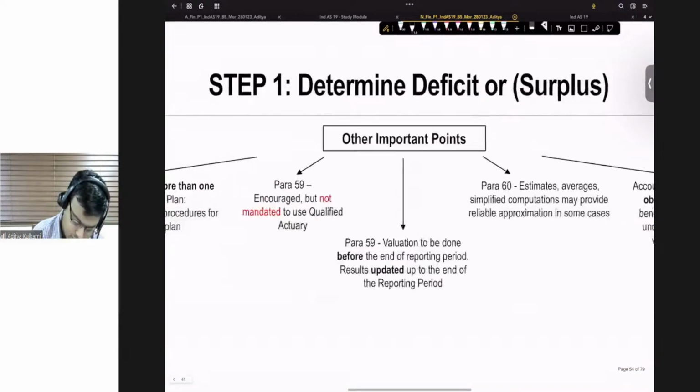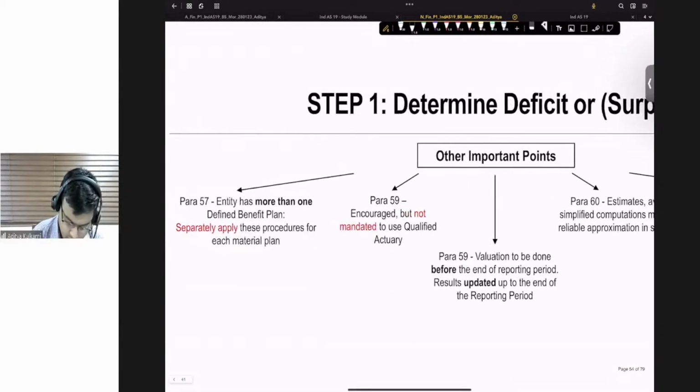Suppose your entity has more than one defined benefit plan. Separately apply these procedures. The standard encourages the use of a qualified actuary. AS 15 did not do that, but here it is saying that it's better that you use an actuary. The actuary is the person who gives all this data: how much my investment is, what my liability balance is, everything is what the actuary gives.